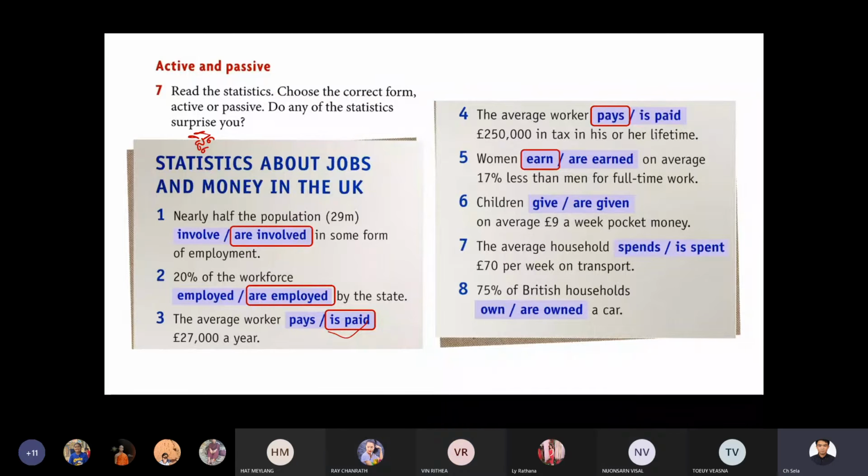Earn. Women earn on average less than men for full-time work.